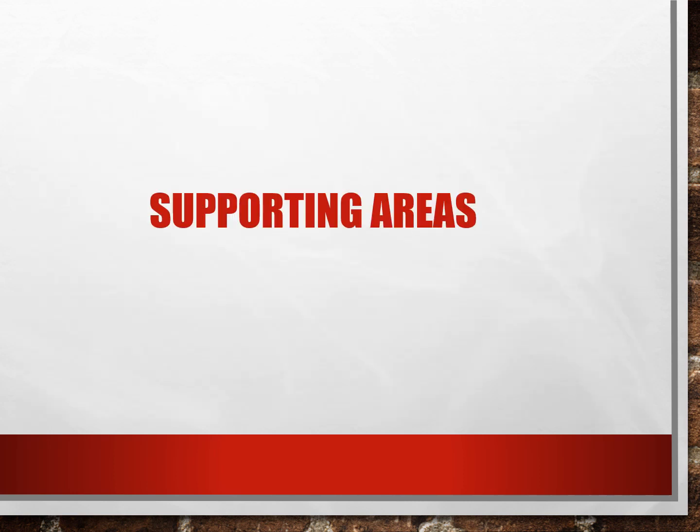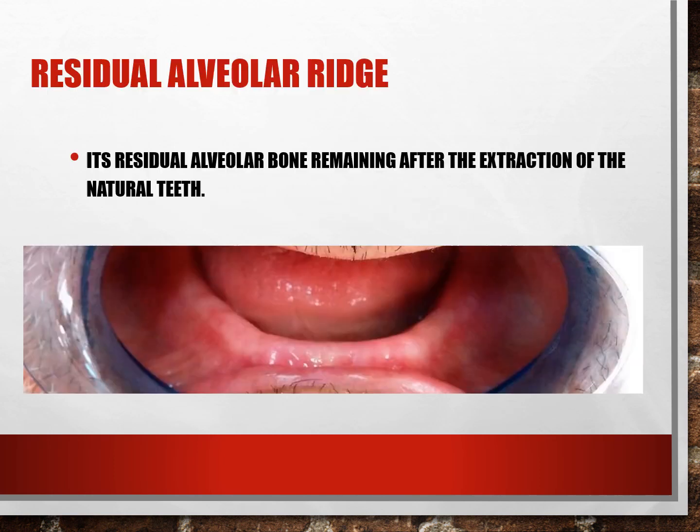So now coming to supporting areas. The first supporting area is your residual alveolar ridge. It is the bone which remains after extraction of your natural tooth. You can say that this entire thing is the residual alveolar ridge, and this is the one that remains residual after the extraction of your natural teeth.